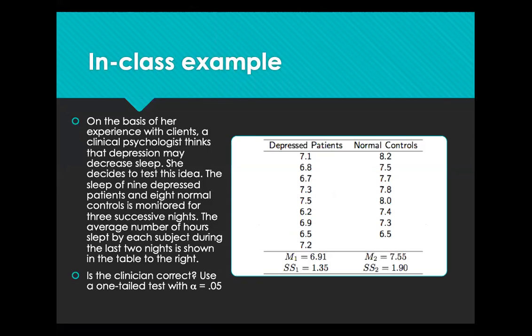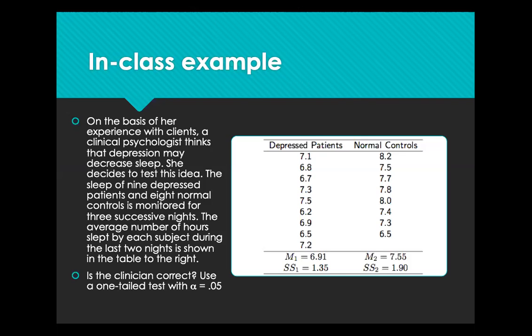On the basis of her experience with clients, a clinical psychologist thinks that depression may decrease sleep. She decides to test this idea. Always a good thing. The sleep of 9 depressed patients and 8 normal controls is monitored for 3 nights. The average number of hours slept by each subject during the last 2 nights is shown in the table to the right. So is the clinician correct?